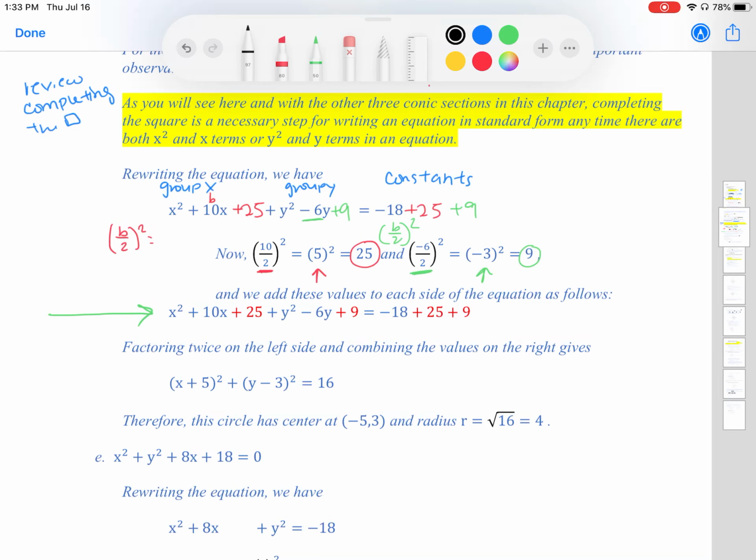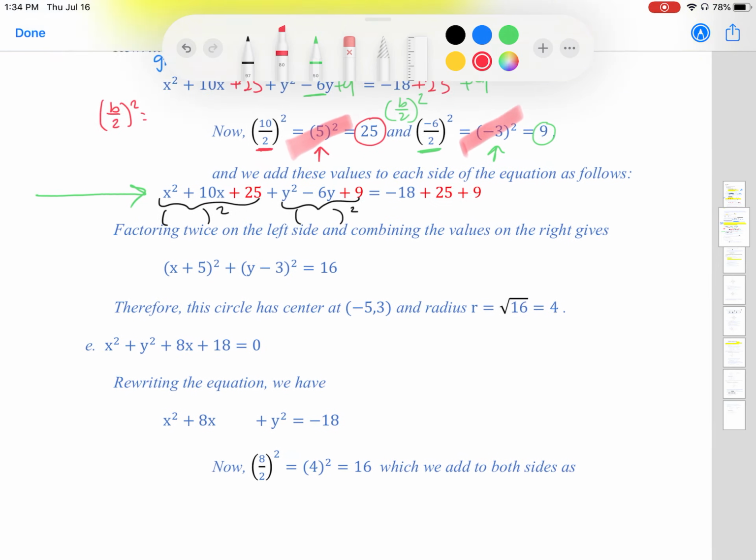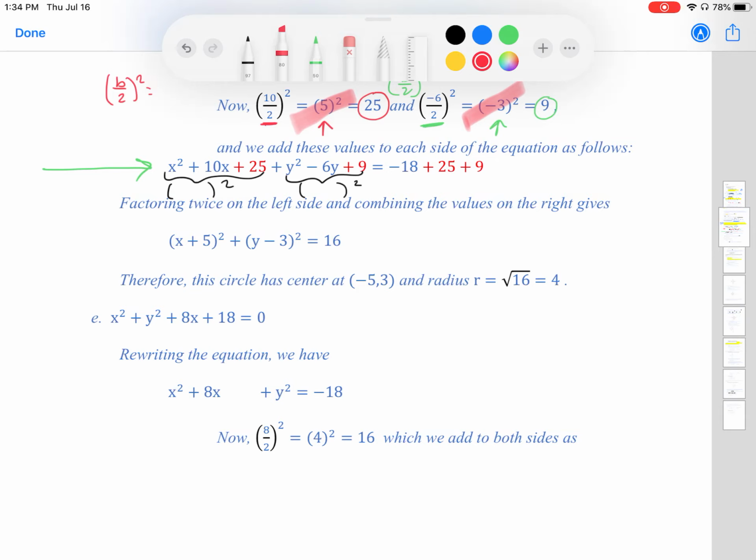Okay, now I need to factor my x's and my y's. Now notice you're going to factor to get the same thing twice, so you can write it as parentheses squared. And as a hint, it's always the number before you square. So I know I should end up with a 5 and a negative 3. So once I factor on the left side and combine the values on the right side, I'm left with x plus 5 squared. That was my value for my x's. And y minus 3 squared. That was my value for my y's. And negative 18 plus 25 plus 9, well, that gave us 16.